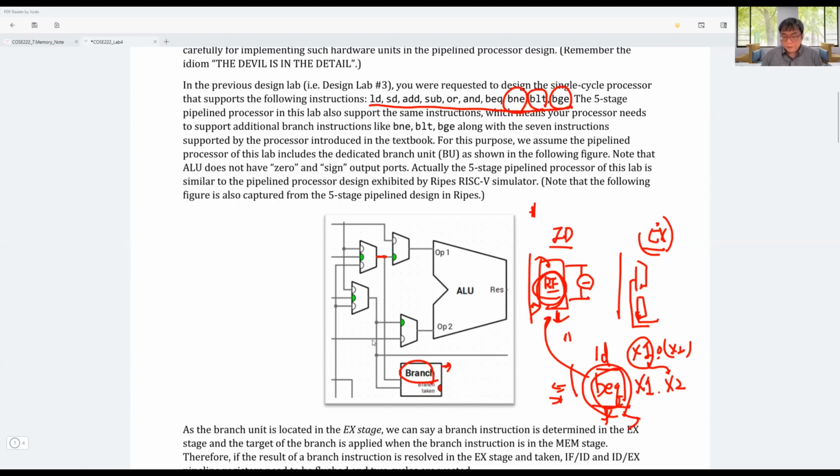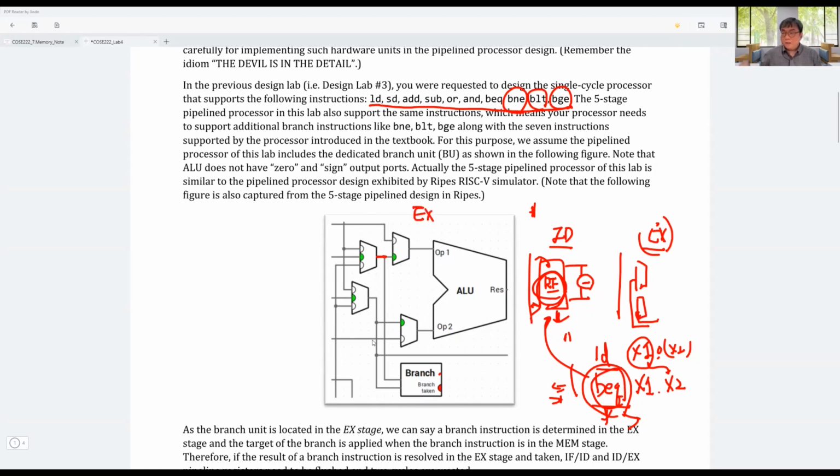These branch instructions like BEQ, BNE, BLT, and BGE are handled by the branch unit, and this branch unit exists in the EX stage. This is the EX stage.